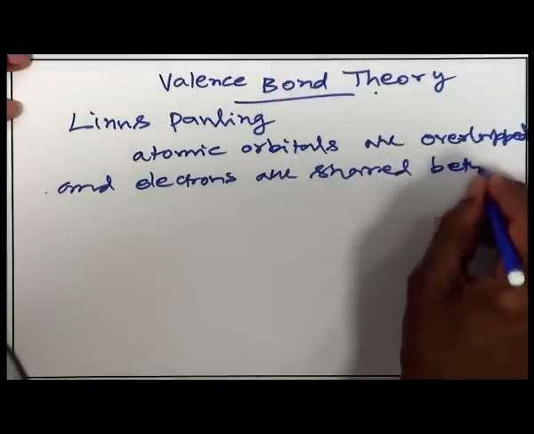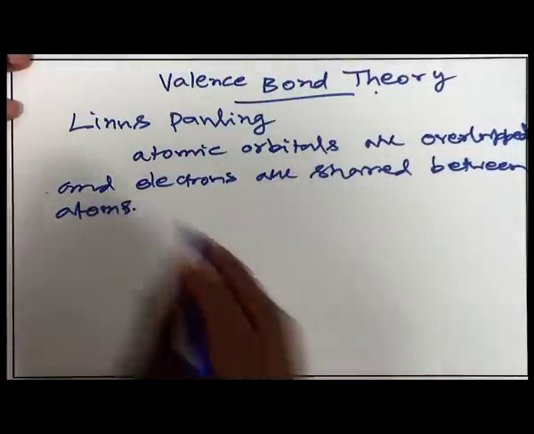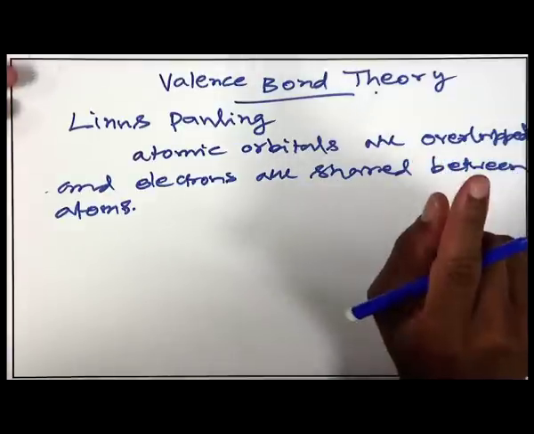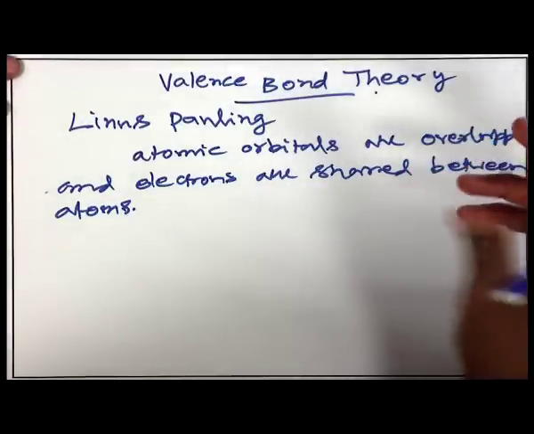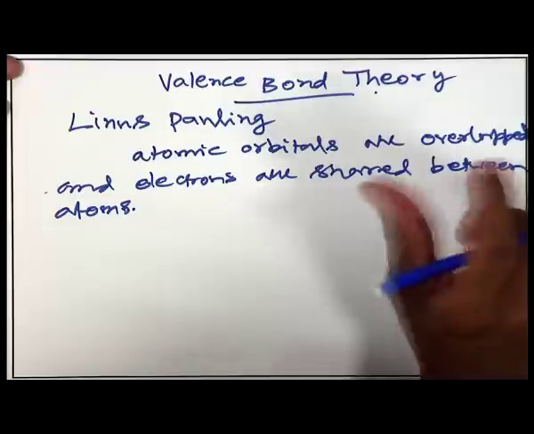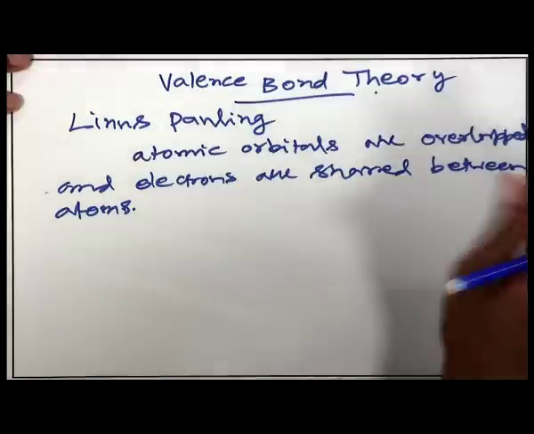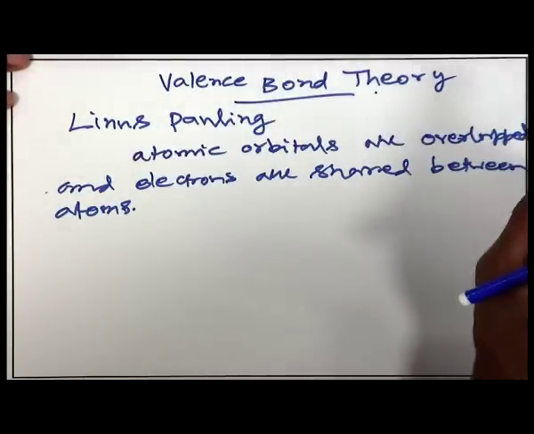Between atoms. So, under this theory, a pair of electrons is required to form one bond. There can also be more than one pair of electrons between two atoms; accordingly, the bond order will increase. So, at least one pair of electrons between two atoms is needed.